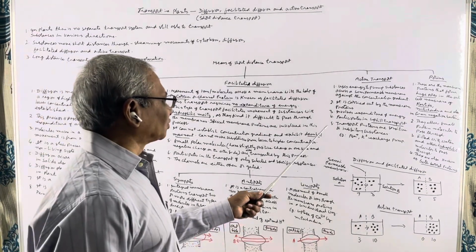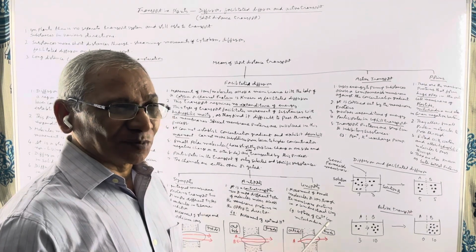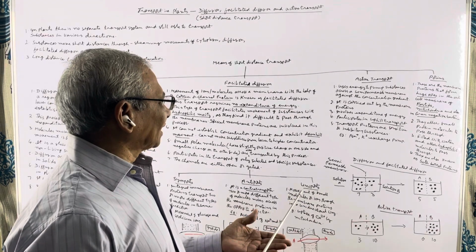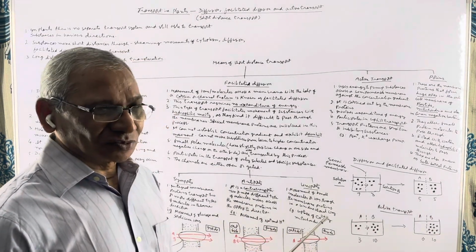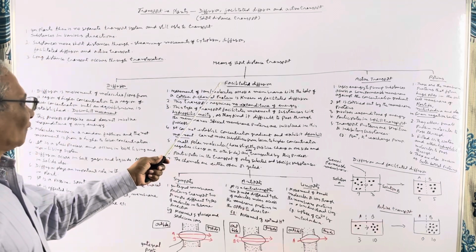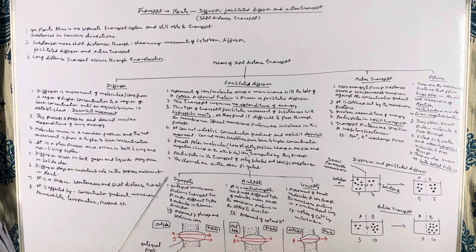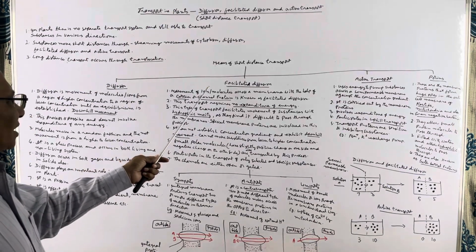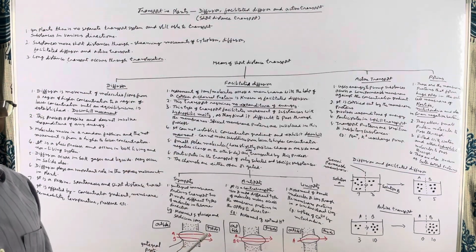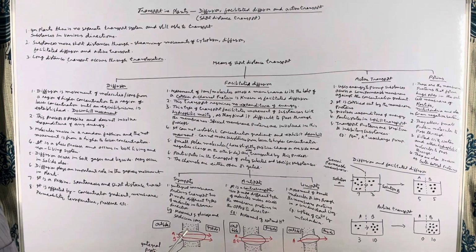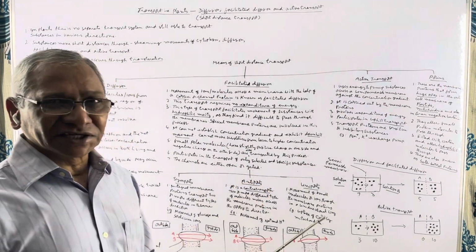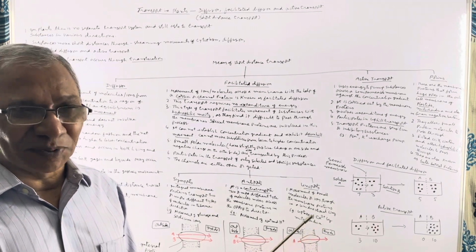The third one is active transport. Active transport is very important in all the living systems. The name itself indicates it is active. Whereas these two, facilitated diffusion and diffusion, are passive processes. Because in both the diffusion and the facilitated diffusion, no energy is spent. And the movement or diffusion is a slow process. But in the case of active transport, energy is expended. A lot of energy is spent.